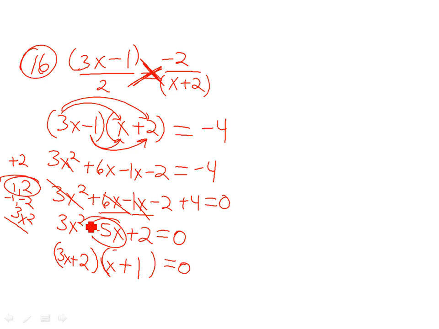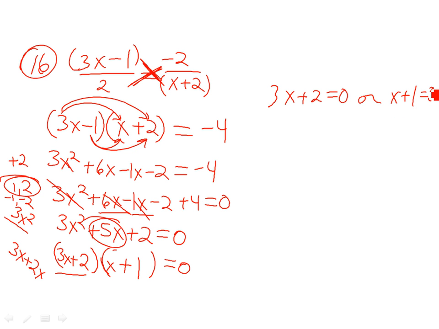We check it by doing the outer and the inner, and it should give us back that right there. What's 3x times 1? 3x. What's 2 times x? What's 3x plus 2x? That's what we had. So we factored it right. Now once we have it factored, we split it up. Either that equals 0, so 3x plus 2 equals 0, or x plus 1 equals 0.